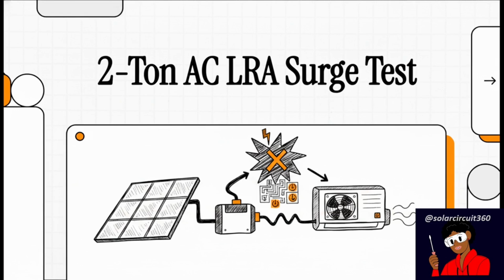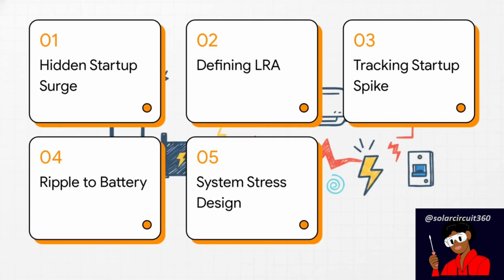Well, today in this explainer, we're going to bust some major solar sizing myths and uncover the hidden electrical phenomenon that's actually bringing your system to its knees. All right, let's look at our roadmap for today. We'll start with a hidden startup surge, define locked rotor amps, track that startup spike, see how the whole thing ripples right back to your battery, and finally, look at how to actually design for the system stress.